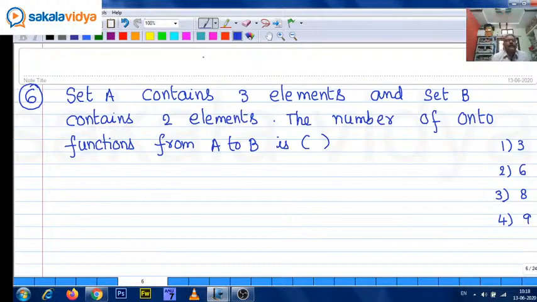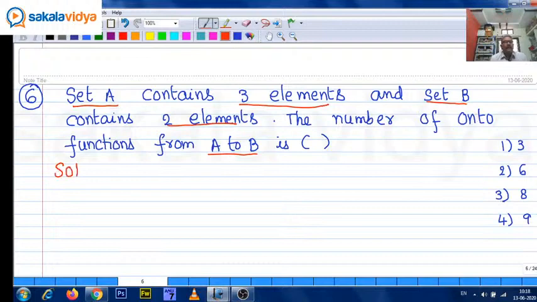Right. Set A contains three elements, n(A) is equal to 3. Set B contains two elements, n(B) is equal to 2. Then we need to find out the number of onto functions from A to B.